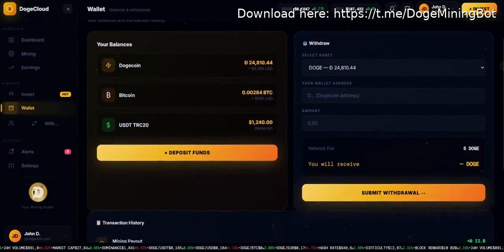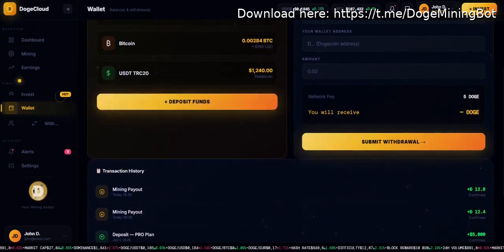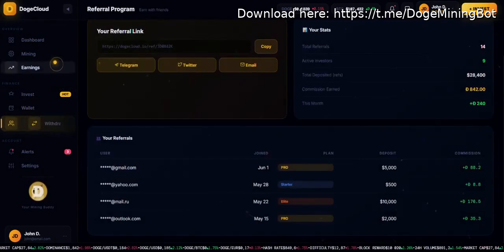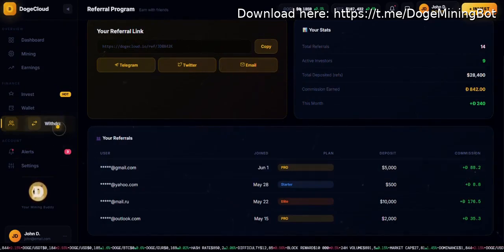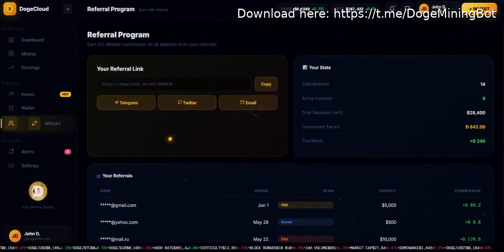Wallet, a secure Doge wallet interface for balance management, withdrawal requests, and transaction history. Referral program, a lifetime 5% referral commission system with sharing tools for Telegram, Twitter, and email, plus detailed referral statistics. Withdrawals, a dedicated section for managing withdrawal requests, tracking transaction statuses, and reviewing withdrawal history.